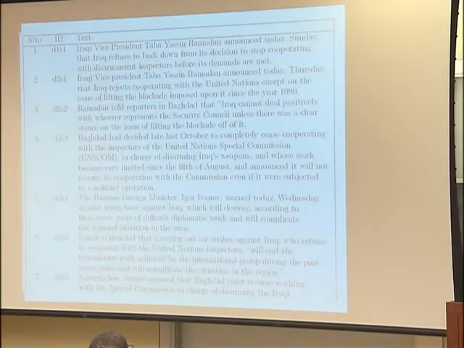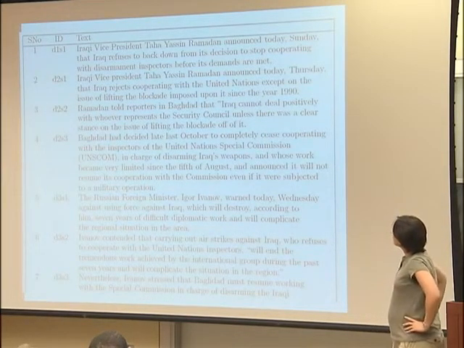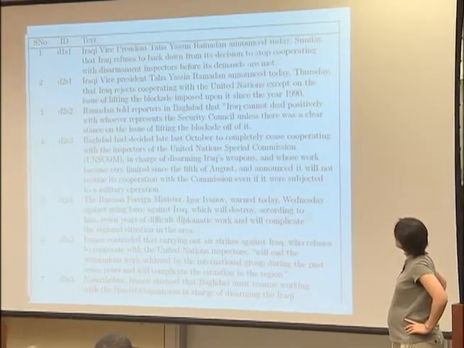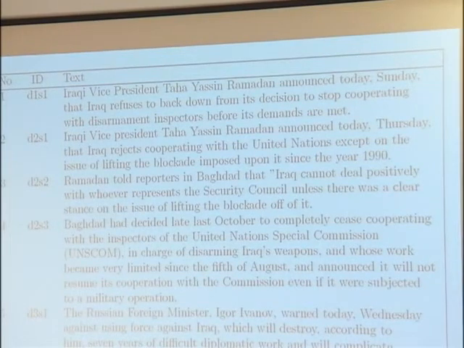And we can take a look now at what the sentences were. So they were: Iraqi vice president announced today, Sunday, that Iraq refuses to back down from its decision to stop cooperating with disarmament inspectors. And then the other sentence is: Iraqi vice president announced today, Thursday, that Iraq rejects cooperating with the United Nations except on the issue of lifting the blockade. So they share some words, so there are some facts that are common.